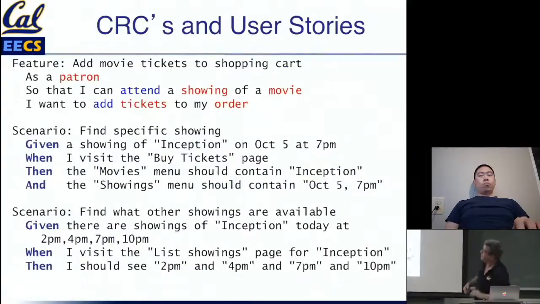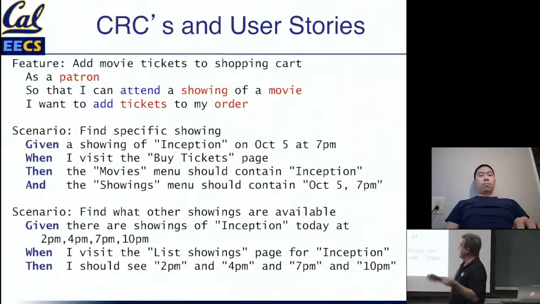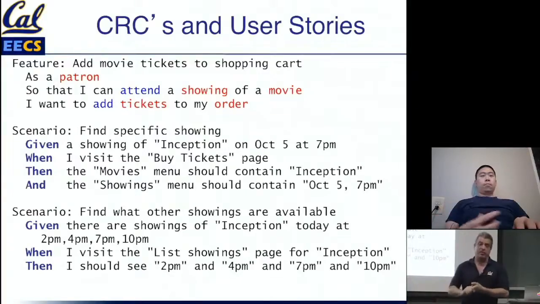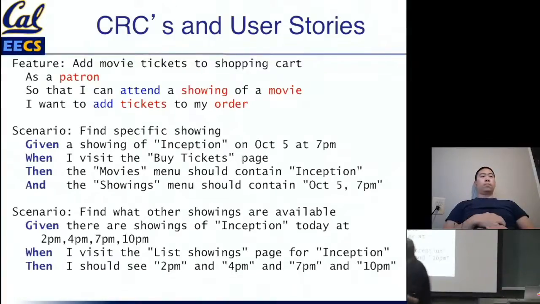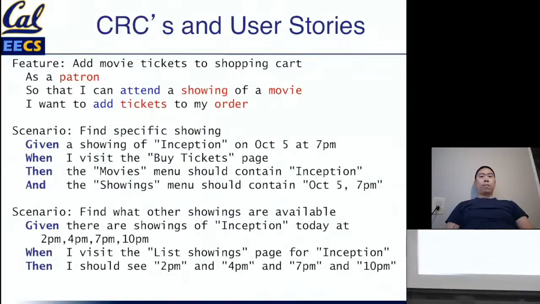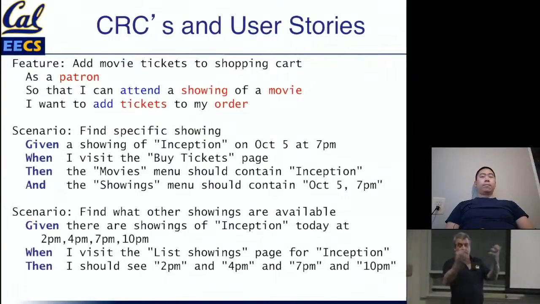So for example, if one of your user stories was something like adding movie tickets to a shopping cart, so as a patron, so that I can attend a showing of a movie, I want to add tickets to my order. Basically, go through that three-line part of your user story, identify the nouns, and identify the verbs. Nouns are probably models or relationships between models. Right? So for example, there's a ticket and there's a showing. OK, those are clearly models. Are those models related to each other?